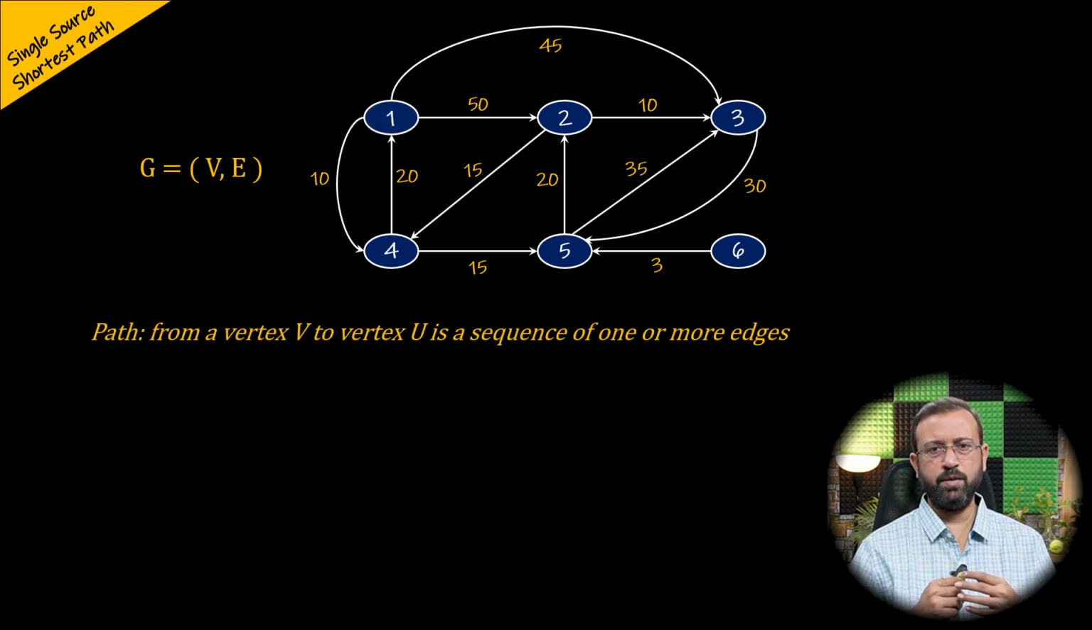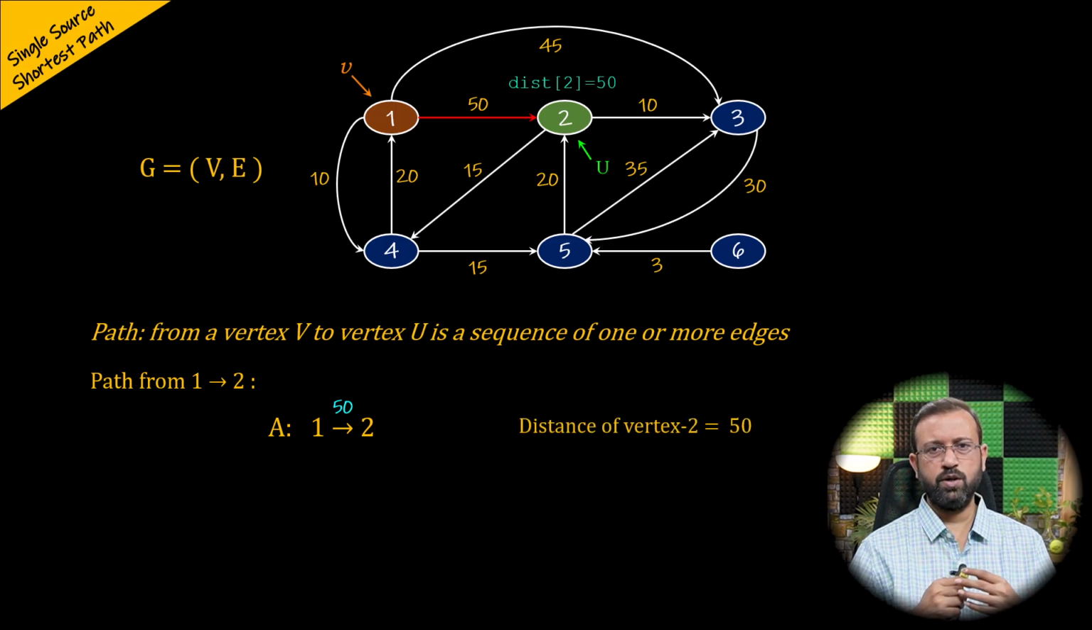Now, a path from any vertex V to vertex U is a sequence of one or more edges. For example, if vertex V is vertex 1 and vertex U is vertex 2, then there is a direct path from vertex 1 to vertex 2. Let's call this path A. And the cost of this path is the cost of the edge between vertex 1 and vertex 2, which is 50. So, we say that the distance of vertex 2 from the source vertex 1 is 50.